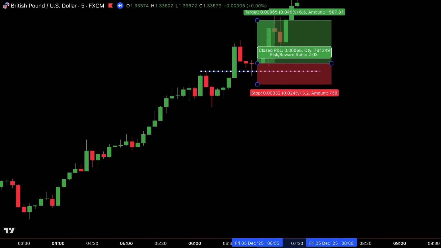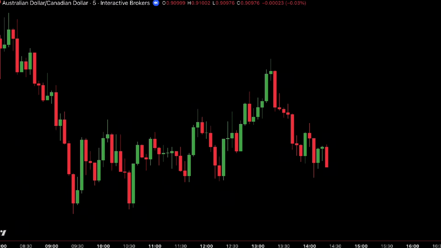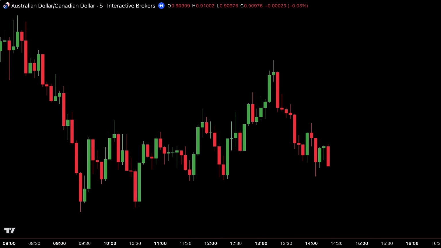Look at what happened next. Price continued upward and reached the target exactly as expected. Another perfect example of how liquidity runs reveal institutional continuation in the direction of the trend. Now let's move to the second strategy, the liquidity sweep trading setup.